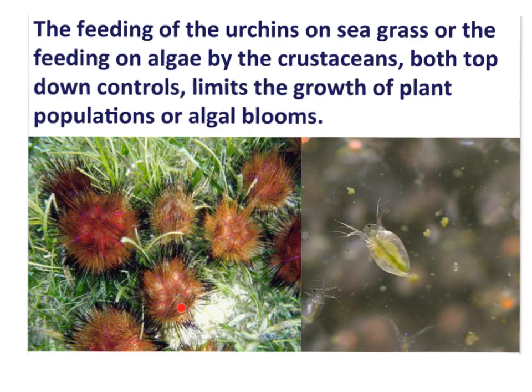The feeding of the urchins on seagrass or the feeding on algae by crustaceans, both top-down controls, limits the growth of plant populations or algal blooms.